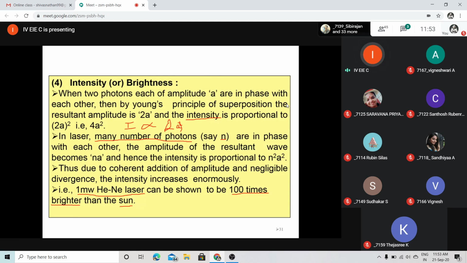So if intensity and brightness are higher, the reason is the coherence nature. Coherence nature again depends upon monochromaticity. Again, monochromaticity is accompanied by directionality and divergence. So all these four characteristics we have discussed today are interdependent.